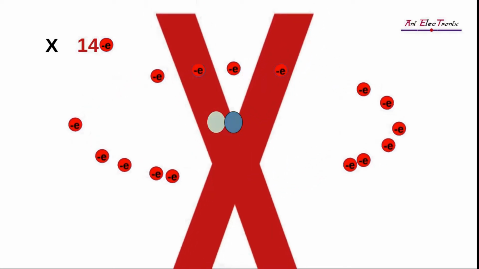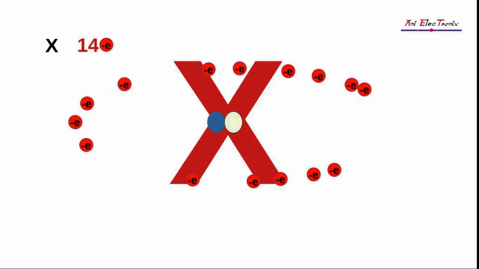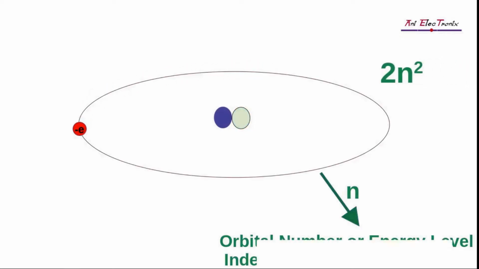Now, let us consider another atom, which has many electrons. Let us consider an element, X, just for understanding, which has 14 electrons. And we have to remember, the element X of 14 electrons cannot stay in one orbit. According to quantum mechanics, the maximum number of electrons that can be occupied in an orbit, or in a specific energy level, is governed by the formula 2n². The variable n represents the orbital number or energy level index.